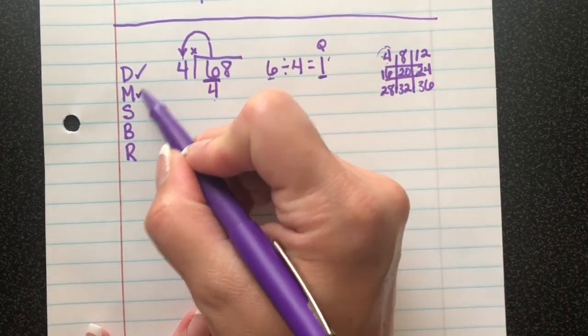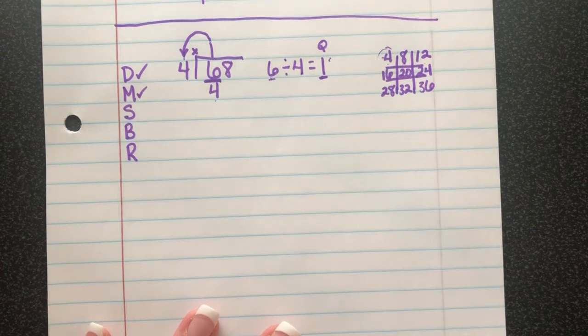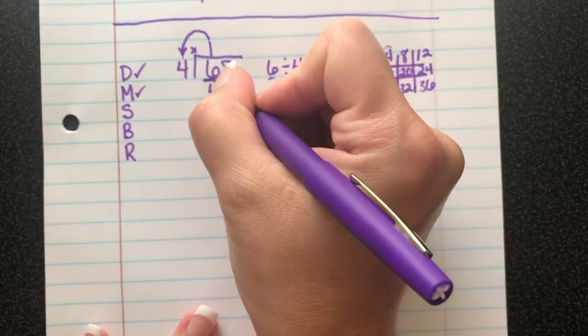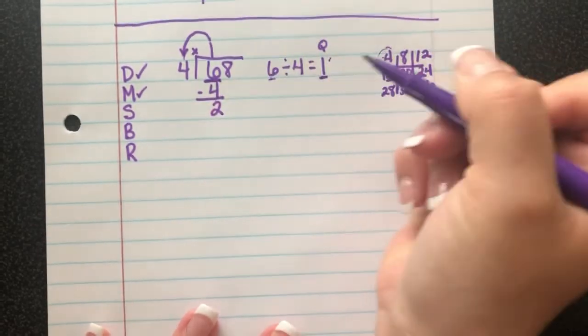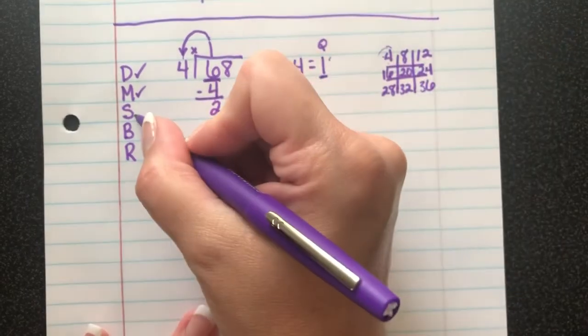So we've just multiplied. My next step is to subtract. I need to take my 6 and subtract 4 from it, which leaves me with 2. So we can mark that step off.